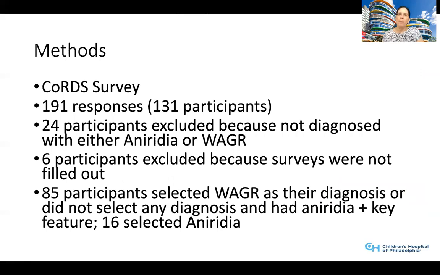There were almost 200 responses from 131 participants, and then we had to decide within those what the criteria were for inclusion. There were some patients that didn't appear to be diagnosed with aniridia or WAGR syndrome, so we needed to remove those. There were several participants that did not complete the surveys. And what we ended up with was 85 patients that either had WAGR syndrome as their diagnosis, or they didn't select a diagnosis, but they had aniridia plus a key feature of WAGR. And in 16 cases, they just selected aniridia.